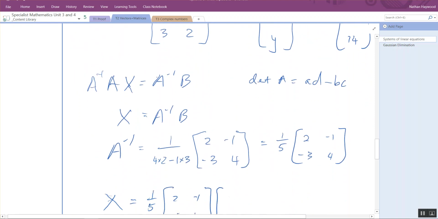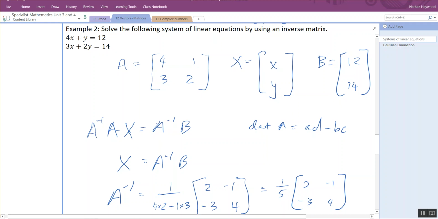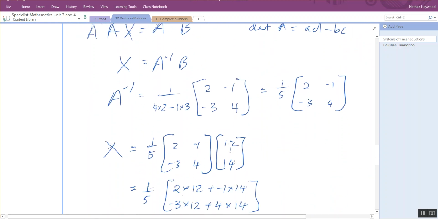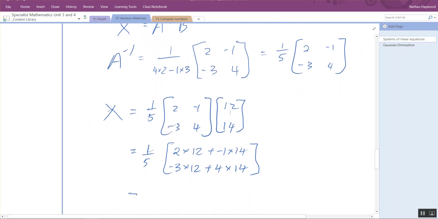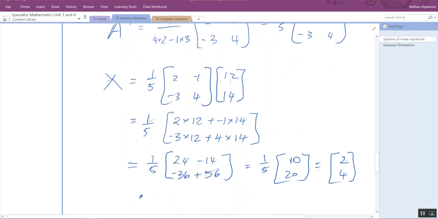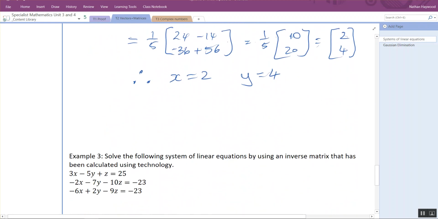Is it 12, 14? One, then the second row by the first column. What does the 2 and 4 mean? That's where they. A bit of revision.